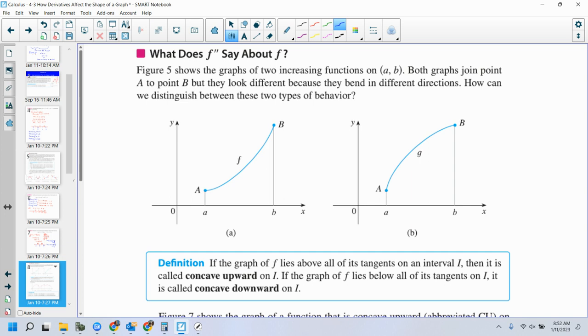If the graph of f lies above all of its tangents on an interval I, then it is called concave upward. Let's dissect that a little bit. If the graph of the function lies above all of its tangents on an interval, meaning, if I draw all the tangents here, does this lie above all those tangents? Yes. So this is concave upward.